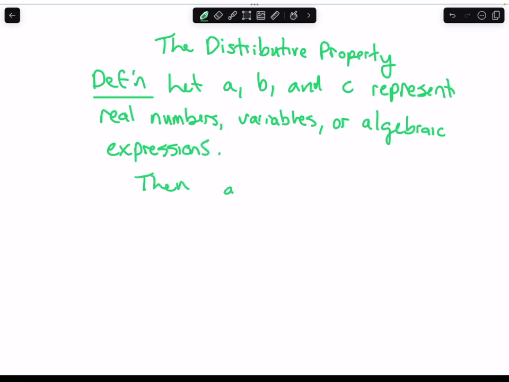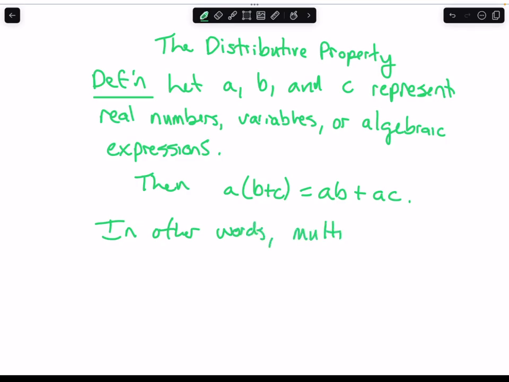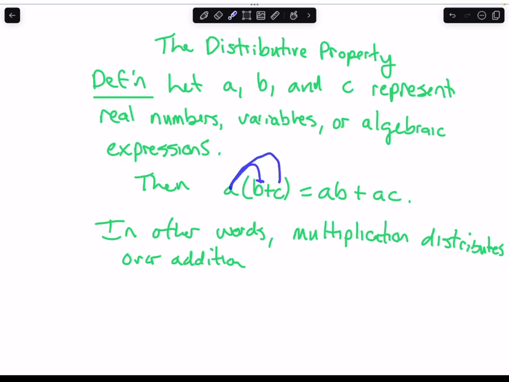Then A times the quantity B plus C is equal to A times B plus A times C. In other words, multiplication distributes over addition. So we take A and multiply times B, and then A and multiply times C, and we get AB plus AC. That's the distributive property.